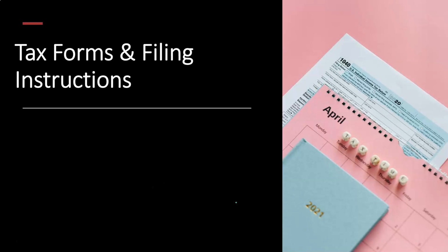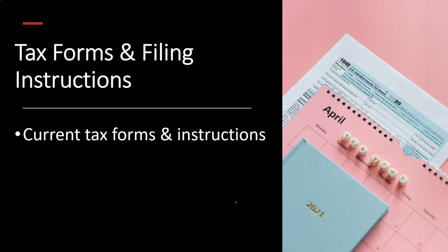So, tax forms and filing instructions. These can be found on the IRS website. It's a very easy website to memorize. It's irs.gov. The only confusing thing about it is you might first think it would be irs.com or something like that. No, it's a government website, so it's .gov.